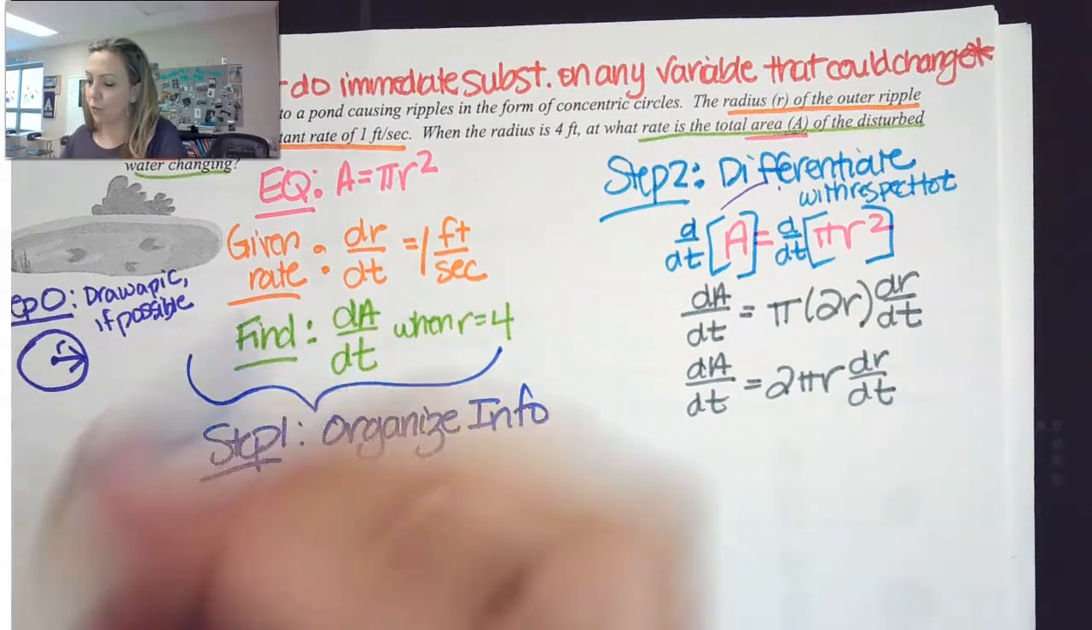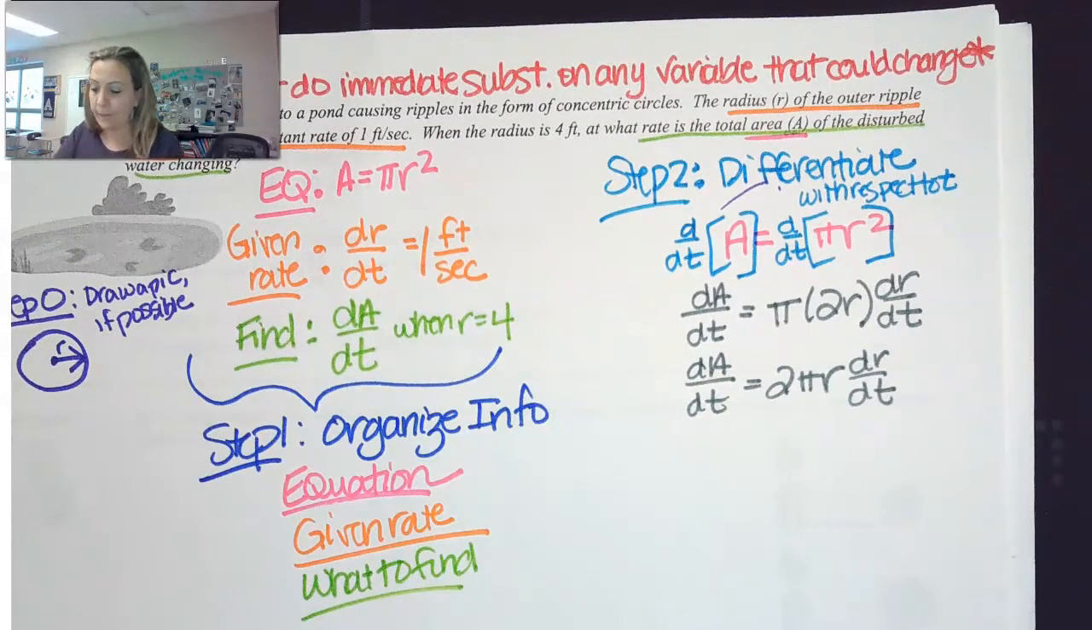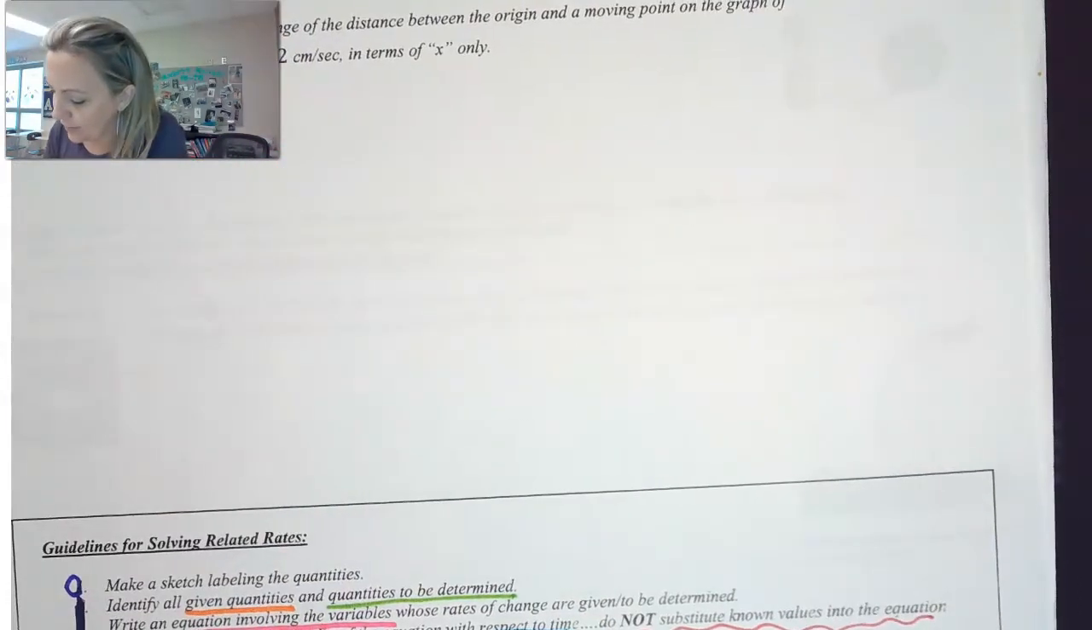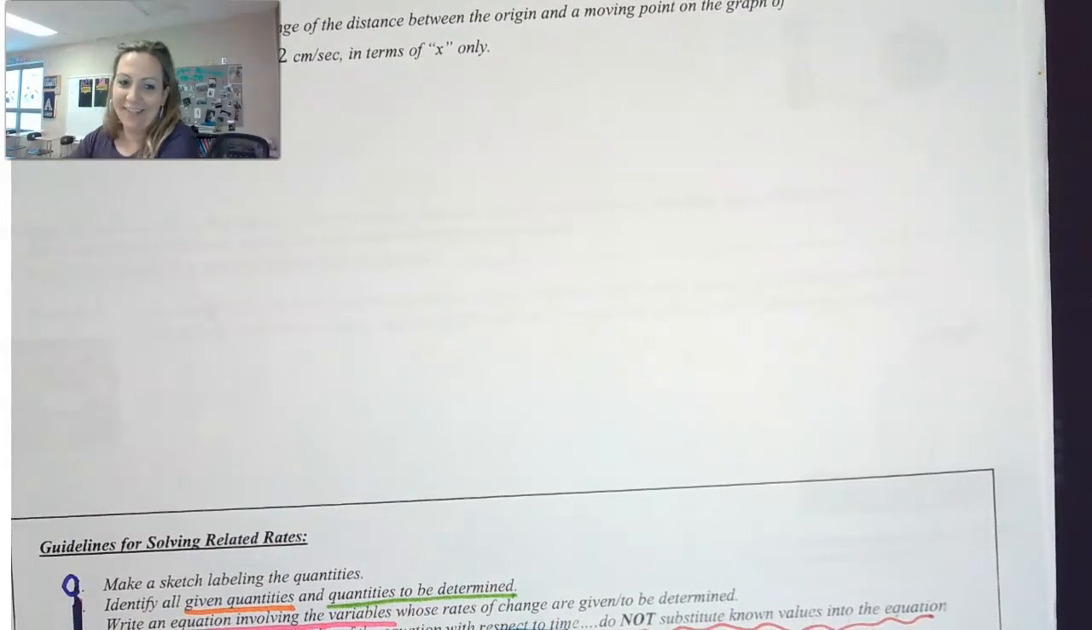Step 1, just organize all the information in the problem. Step 2, differentiate, but don't put any numbers in, essentially, okay? So now we're going to go on to step 3, which is printed here as step 5.